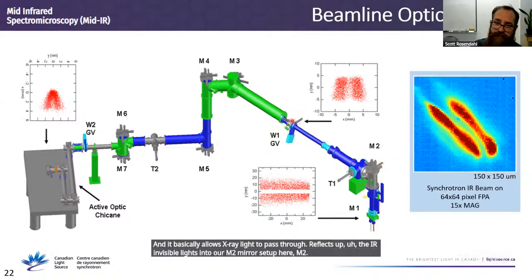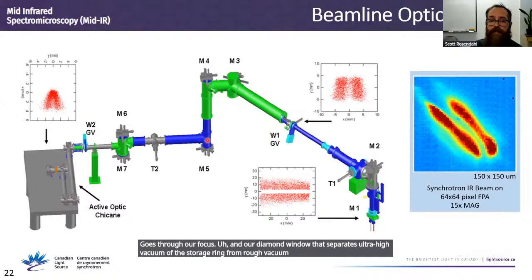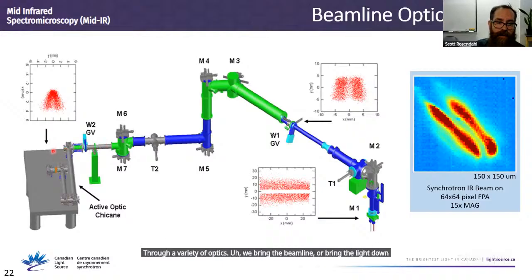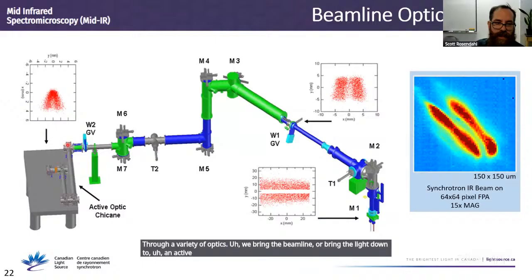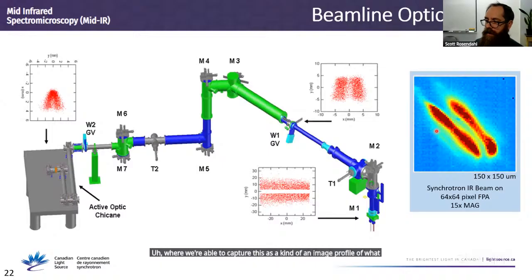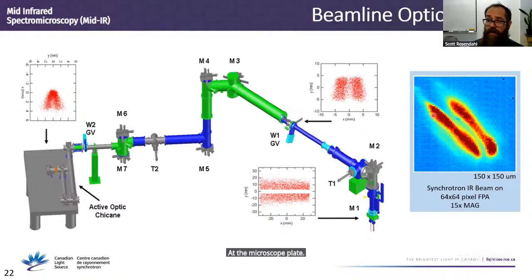M2 goes through our focus and our diamond window that separates the ultra high vacuum of the storage ring from the rough vacuum of the beamline, through a variety of optics. We bring the light down to an active optics setup on the optical table, where we're able to capture an image profile of what the beam looks like at the microscope plane of the Bruker Hyperion 3000.